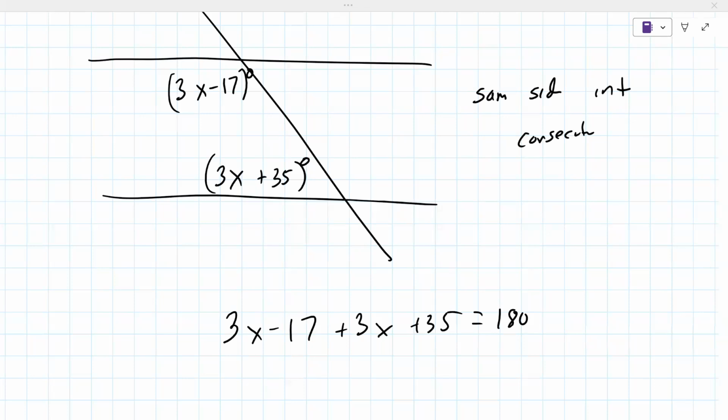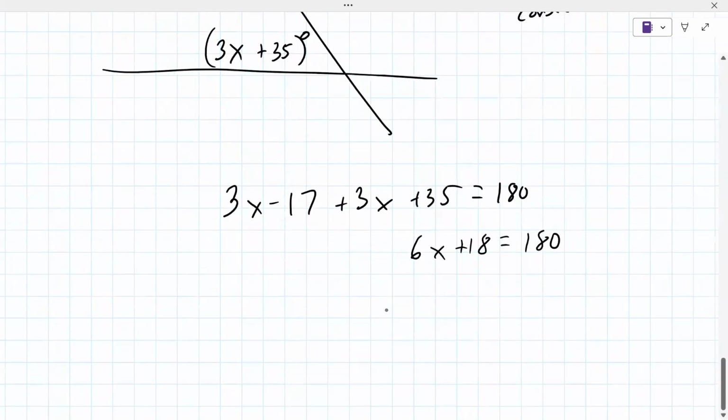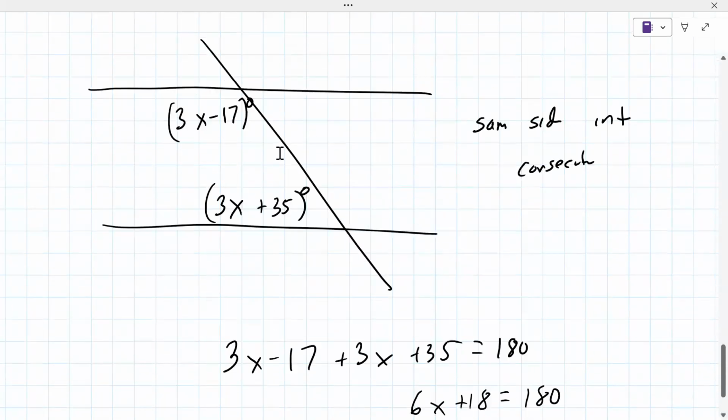27. So 6x plus 18 equals 180. And then did you get 6x equals 162? Yeah. All right. So that's 27. So this time you do have to put it back into both equations.